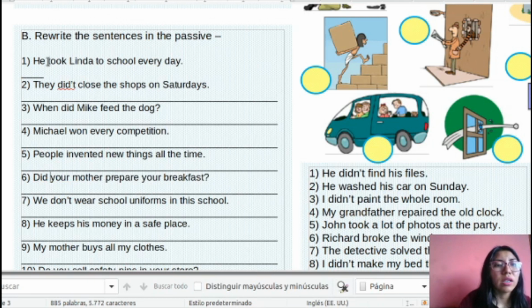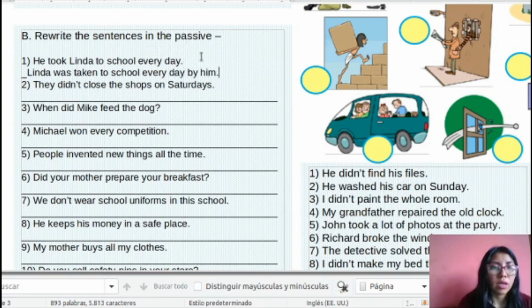Pay attention. Yeah, and we are going to do this exercise, so pay attention. Rewrite the sentence in the passive. He took Linda to school every day. That is my subject, the verb, and the complement, okay? The object, and that is the complement, okay? So we are going to change. Linda was taken to school every day by him.